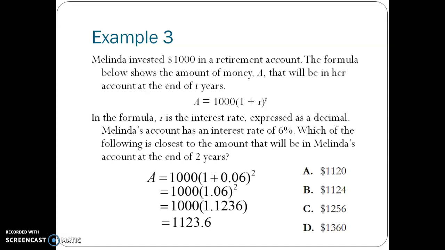1,123.6. Now the question actually asked us which of the following is closest to the amount that will be in Melinda's account at the end of 2 years. So it looks like $1,124 is going to be our closest amount.